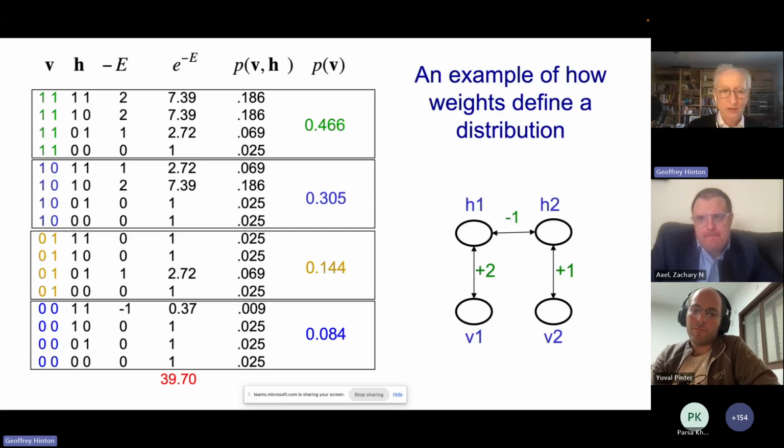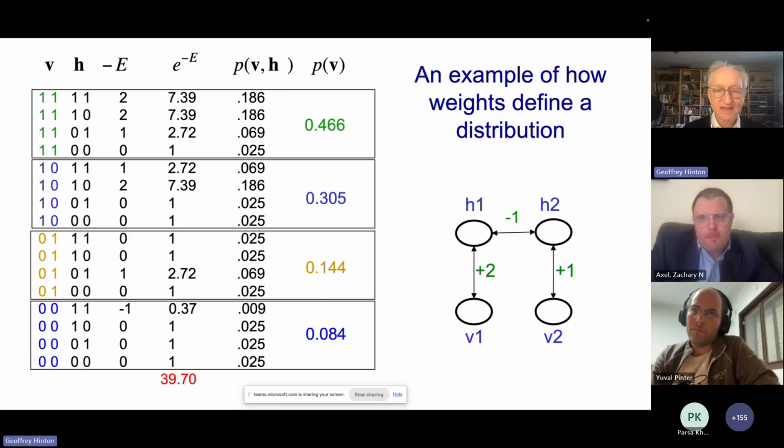So the goodness is going to be 2. And we could do the same for all those other joint configurations. And we'll get the numbers for e to the minus the energy now. And then we can add up all those numbers to get 39.7. That's the partition function. We divide by 39.7, and we'll get a bunch of numbers that add to 1 now.